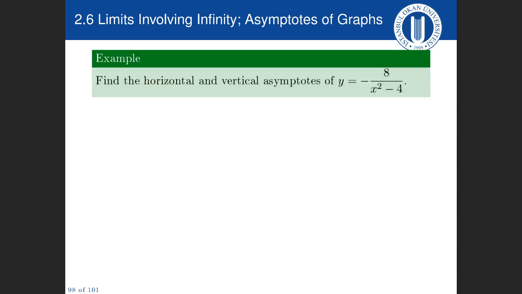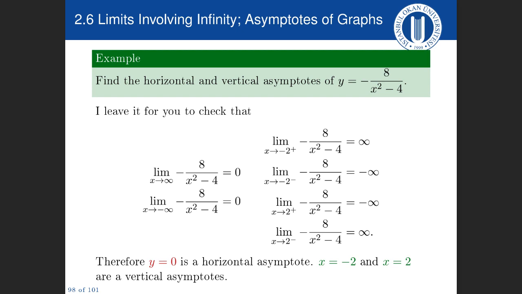Another example, find the horizontal and vertical asymptotes of y is equal to minus 8 over x squared minus 4. I'll leave it for you to check these limits. For the horizontal asymptotes, we're looking at the limit as x tends to infinity and the limit as x tends to minus infinity. For vertical asymptotes, we need to ask, when is the function not defined? It's not defined if x squared is equal to 4. So it's not defined at plus 2 and it's not defined at minus 2.